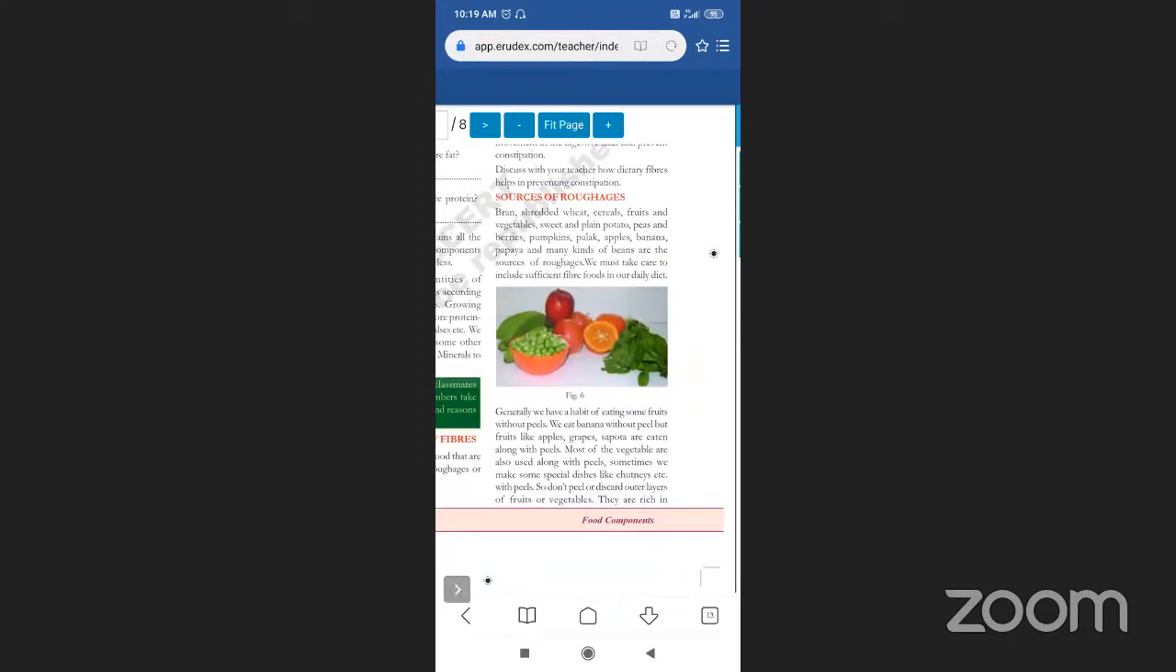Come to the next paragraph. In figure 6, they have given some of the fruits and vegetables which contain roughages, dietary fibers. So we can see in figure 6 there are fruits and vegetables here. Next, come to the next paragraph. Here, in the paragraph below figure 6, they are explaining that some fruits and vegetables we like to eat by removing the peels.